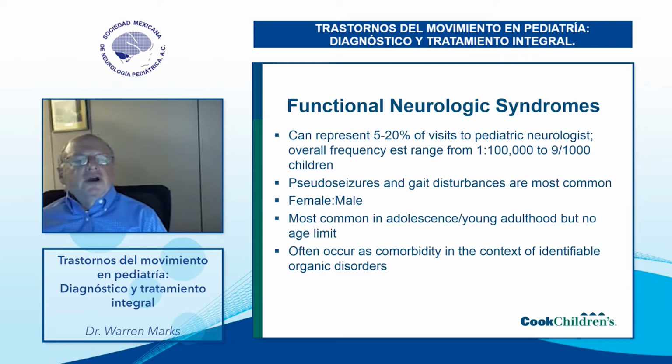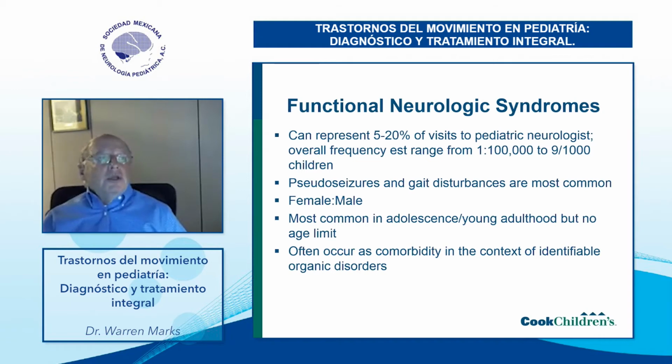I want to briefly mention that in the context of identifiable genetic or non-genetic movement disorders where we can clearly identify a cause, you can also have disorders where the cause is less clear and not really identifiable. What we have come to call the functional neurologic syndromes, or in old terminology, conversion disorders. These are not really purely psychiatric disorders. They can in fact occur in the context of other movement disorders and other medical conditions in general. But what you have are movements which are out of proportion to the actual physical findings and physical exam. They're relatively common. They've been thought to represent anywhere from 5 to 20% of visits to a pediatric neurologist. The frequency range is really highly variable, ranging from 1 in 100,000, which is undoubtedly an underestimate, to 9 out of 1,000, which is probably closer to the real number. They're really not that uncommon.